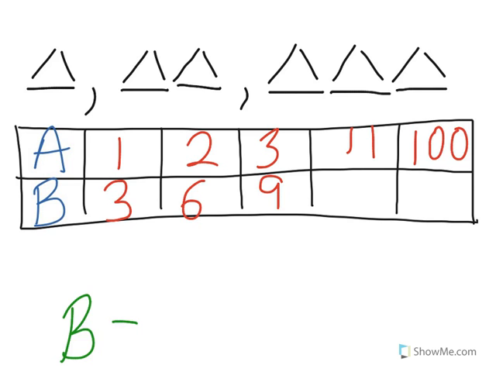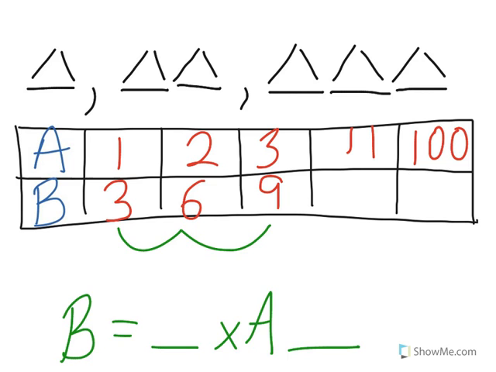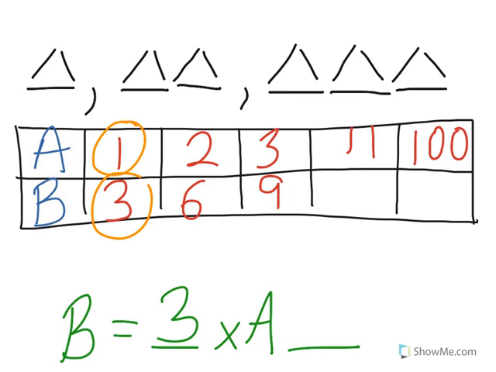Write our standard form, B equals something times A, and possibly plus or minus something on the end. Having a look at our gap, we see that it's 3 each time. So a 3 goes in front of the A. B equals 3 times A. Let's see if it works. 3 times 1 is 3. 3 times 2 is 6. 3 times 3 is 9. It does work, so we don't need to worry about adding anything on the end.